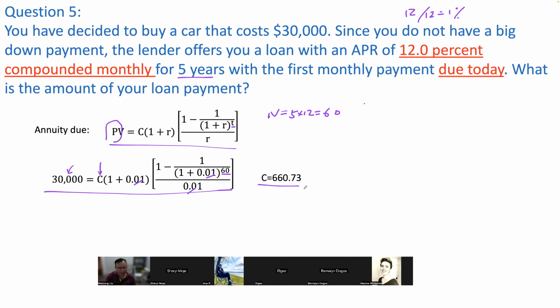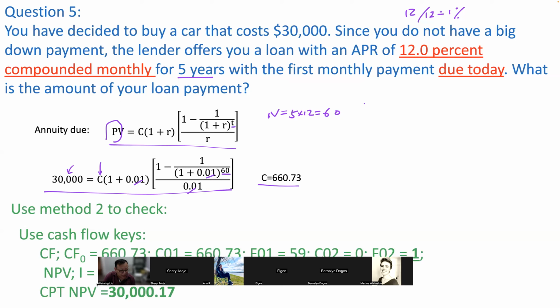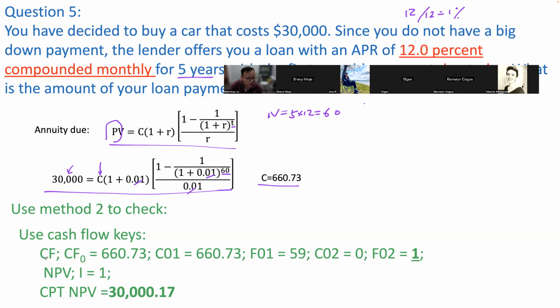So in this case, this is how I would check it. My CF0 is $660.73. My C01 is $660.73. My F1 is 59, because the first payment is happening today, and then there are 59 left for the first stream. And the second stream is 0. And how many cash flows for that? I used 1, but I don't think it would make a difference if you use 10 or 100. But you cannot use 0.